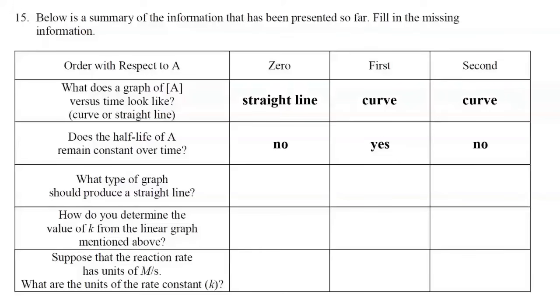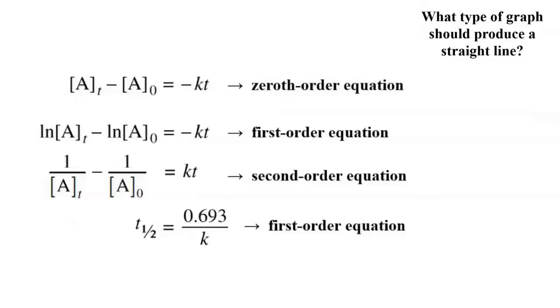Next question, what type of graph should produce a straight line? If we take a look at the equation sheet, we can see that the kinetics equations are listed 0, first, and second order. So what type of graph should produce a straight line for zeroth order kinetics?